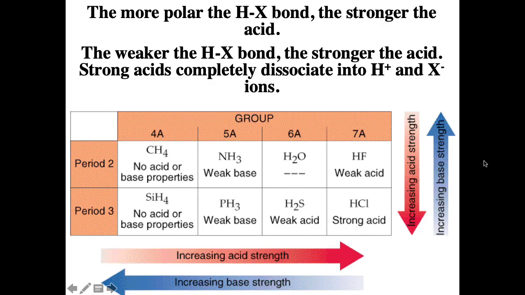And so the more polar the bond, the stronger the acid. The weaker the bond, the stronger the acid. Now we can combine these two. As we go down and to the right, we're going to a stronger acid. Because as we go from left to right, the bond is getting more polar. Remember, for electronegativity, as you go up and to the right, electronegativity increases. So left to right, the bonds are more polar. Top to down, the bonds are weaker. And so HCl is a strong acid. Methane is not really acidic at all.